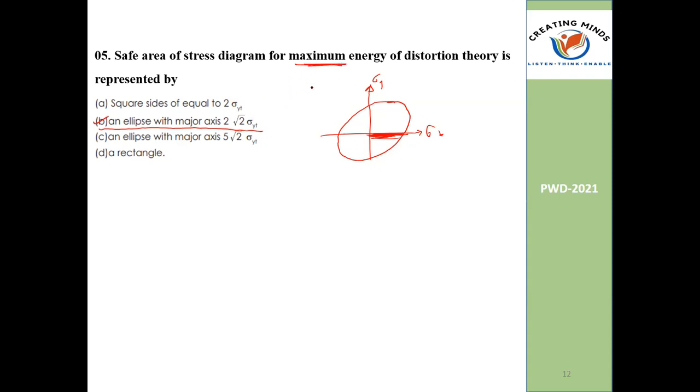The yield locus for maximum energy is an ellipse, you know that. So the square option is eliminated, the rectangle option is eliminated. The remaining things: for maximum distortion energy it is 2 root 2, for strain energy the ellipse is 5 root 2. Clear? Any doubts? There are two energy things in an ellipse. One is for distortion energy and another one is for strain energy.